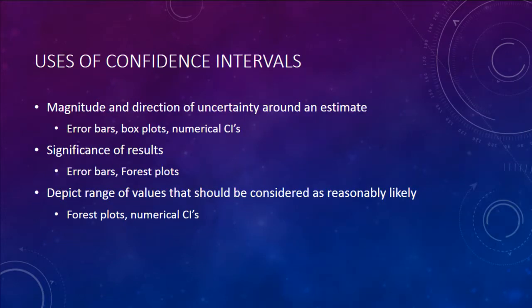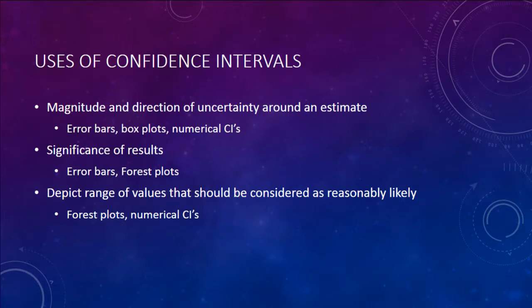So for the second half of the talk, I'm going to talk about the uses of confidence intervals. There are 3 main areas that we're talking about, and these are all related flavors. The first is talking about magnitude and direction of uncertainty around an estimate. So we typically are going to use error bars around a value that we're estimating. If you want to talk about mean blood pressure, we give that plus error bars around that based on our estimate of precision. We use box plots. We're going to talk about those in more detail. That's more useful for non-normally distributed data. We use numerical confidence intervals to convey this within our data tables.